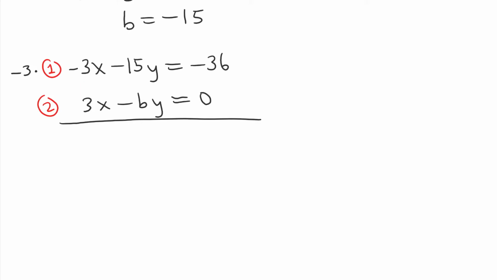And so I end up with, well, if I have negative 15y minus b times y. On the right-hand side, I get negative 36. Notice that both these terms have a common factor of y, so I can factor out the y here. And so I end up with negative 15 minus b times y.